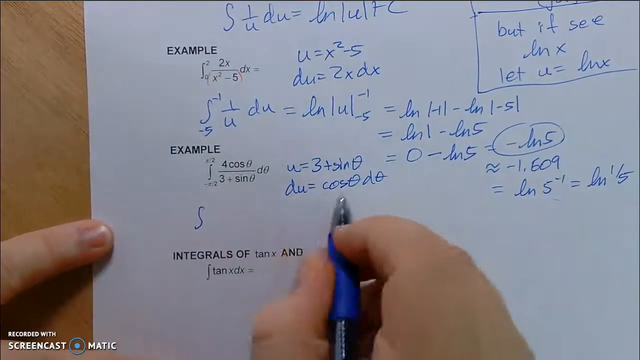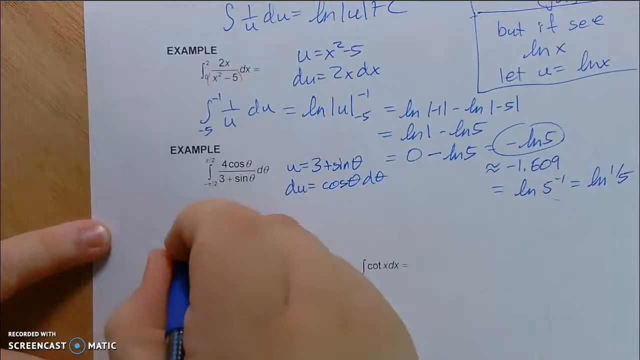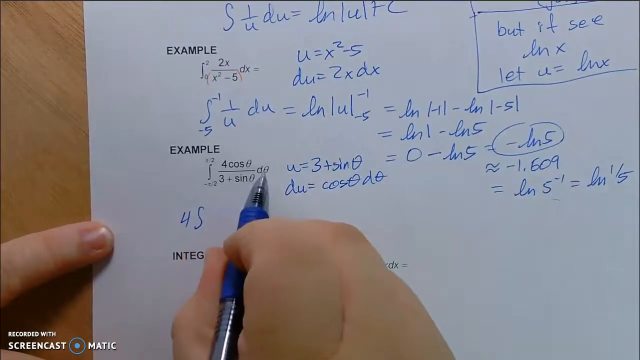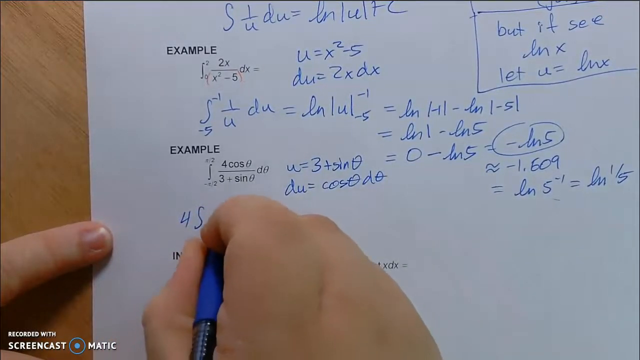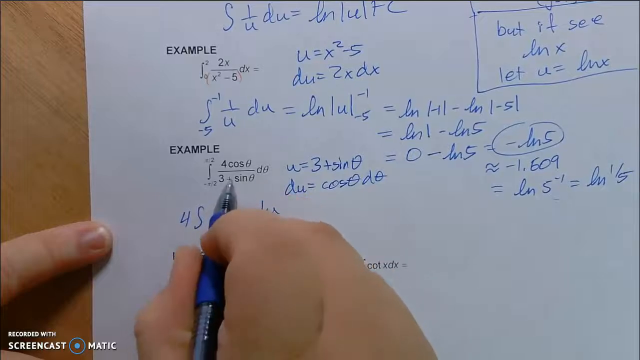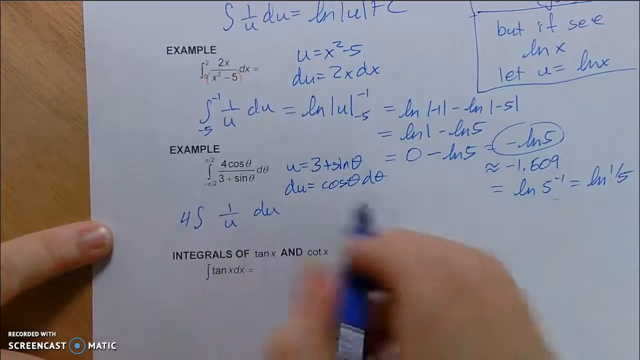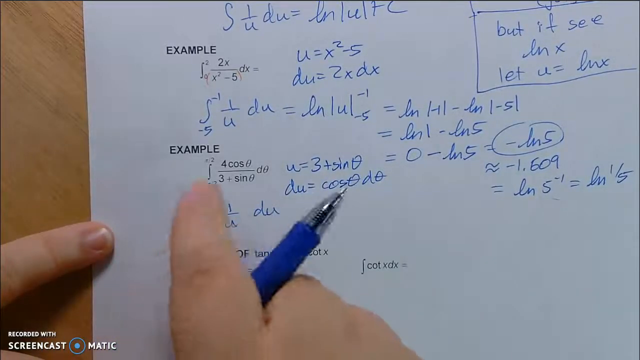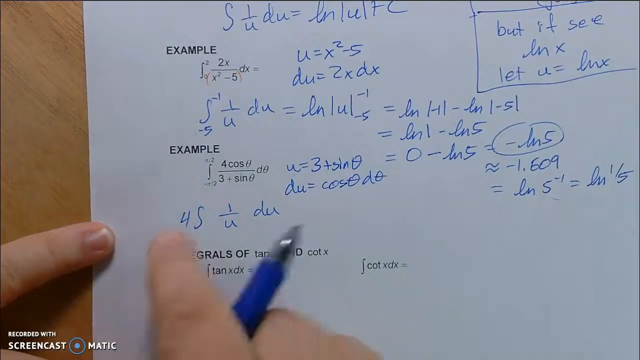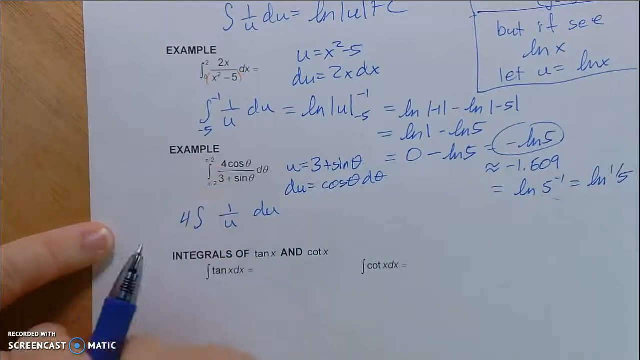We do our substitution. We have a 4, so we can pull that 4 out front. Cosine theta d theta is just going to be our du. Our denominator becomes our u. That's what we said right there. And we do our substitutions here.